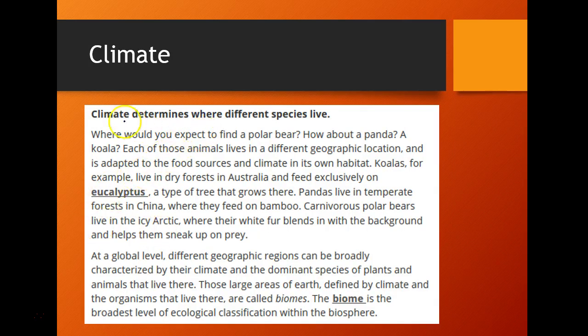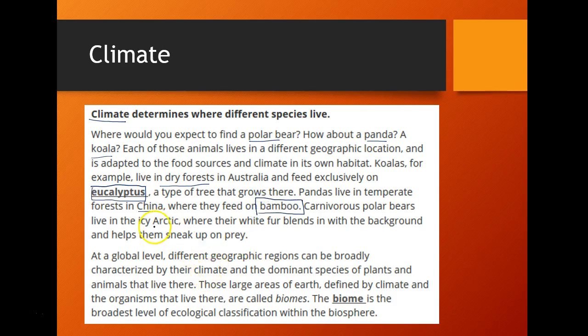Okay, so we could talk a little bit more about climate. Climate really determines where different species live. If we were to think about a polar bear, panda, or koala, these are all different types of animals that need to live in different places because they're adapted in different ways. For example, koalas live in dry forests in Australia because that's where you can find their main food source, which are eucalyptus trees. Pandas live in temperate forests in China because their food source is the bamboo.